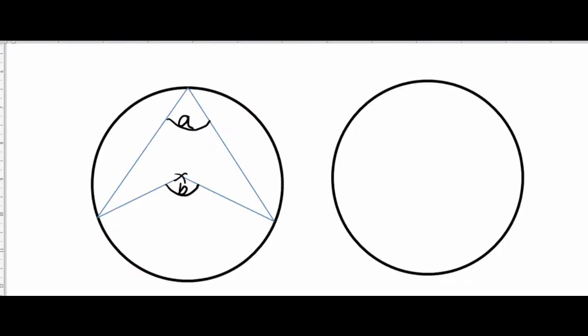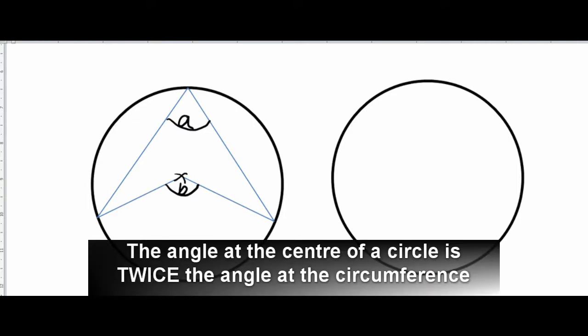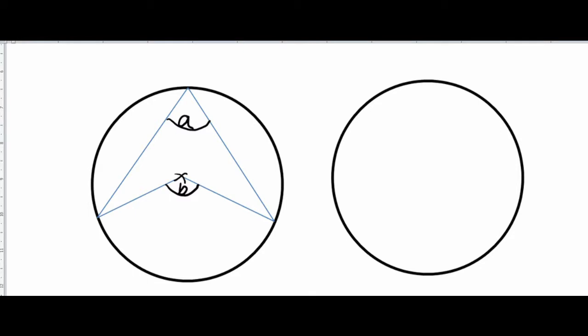Okay, so the first theorem that I would like to talk about is that the angle at the center of a circle is twice the angle at the circumference of a circle. So what does that mean? Well, if we have a diagram as such, and this point here that I have marked with an X is the center of the circle, then what it means is that B is equal to twice A, 2A. So this angle B here is twice the size of angle A.